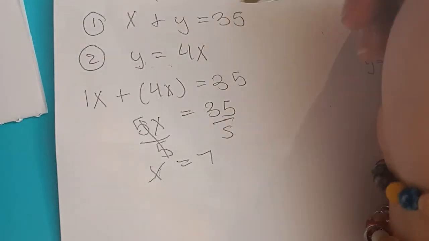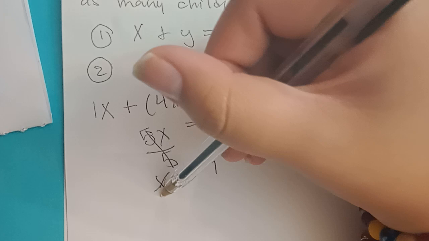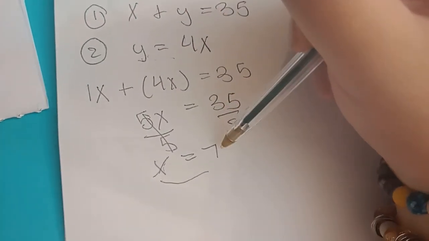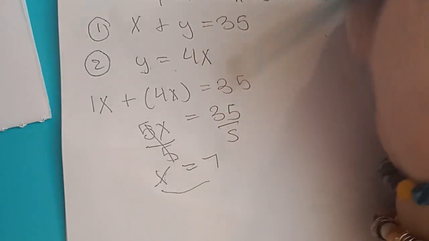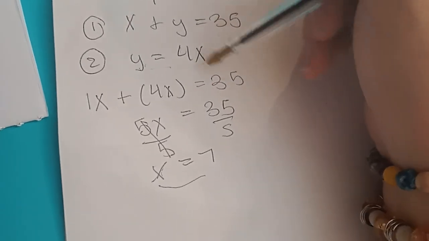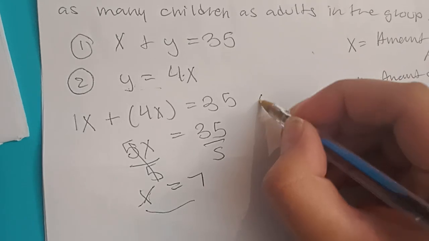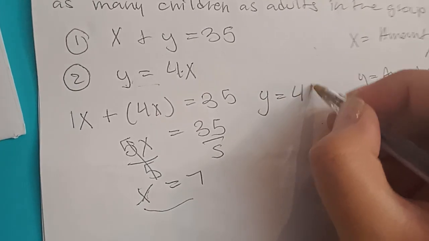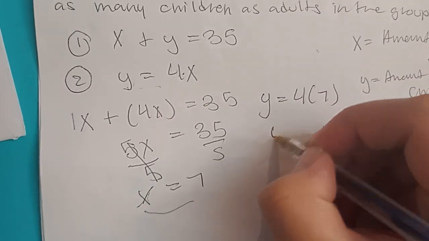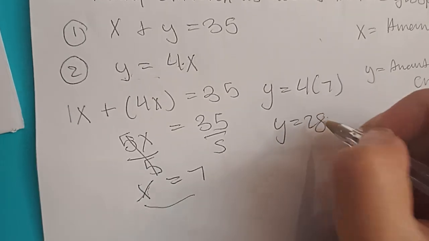So now that we have the value of 7, we can plug in 7 into one of these equations. We're going to plug it into this one because I believe that's the simplest one. So that's going to be y equals 4 times 7, which is y equals 28.